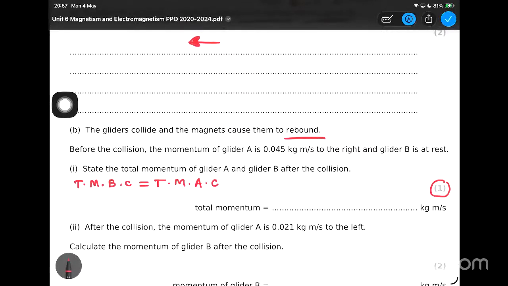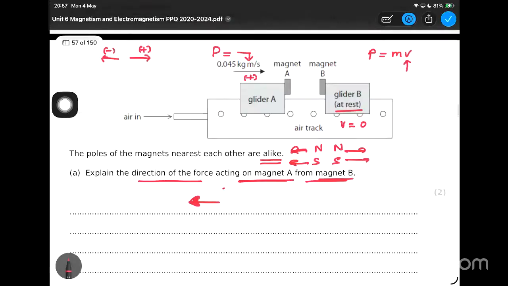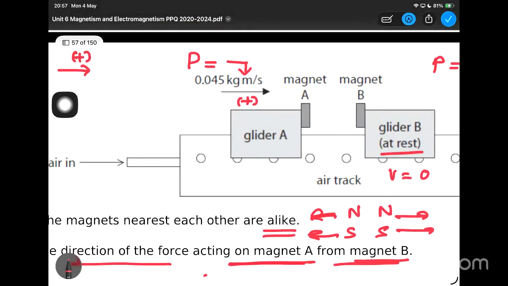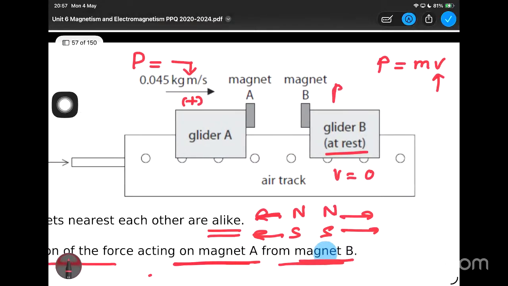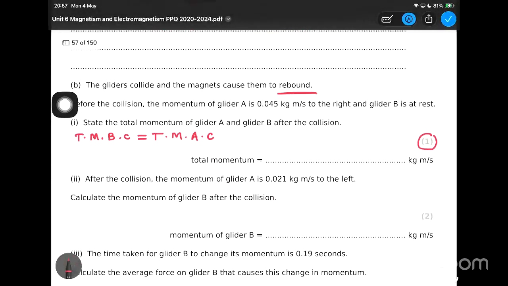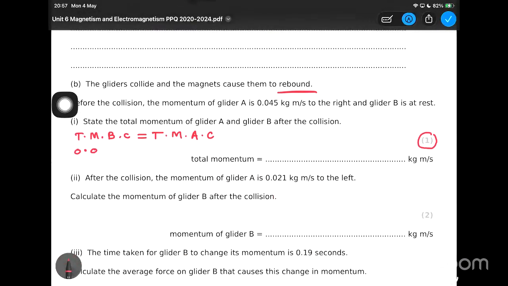So the total momentum before the collision: only glider A is moving, having a momentum like this, and glider B is at rest. So which means the momentum of B is going to be zero. This is the momentum of A. So therefore, total momentum is going to be 0.045 plus 0. 0 is from B, which means this value will be directly equal to the total momentum after the collision. So just you need to write the number here. You will be getting 1 mark there.